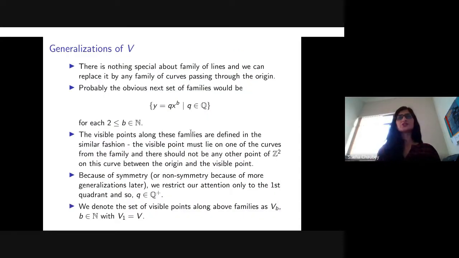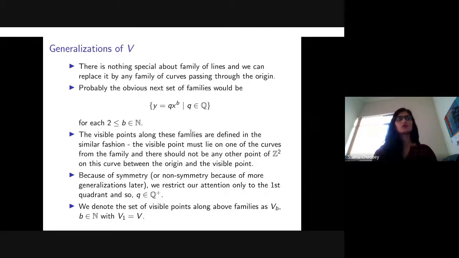Now, what are the generalizations of V? So there is nothing special about family of lines, right? And one can replace the family of lines by any other family of curves passing through the origin. So the obvious next family one would look at could be y equals qx to the power b. So for b equals 1, you have the straight line. And if you generalize that, if you have a parabola, it would be y equals qx squared and so on. And for these curves, the visible points would be defined in a similar fashion.